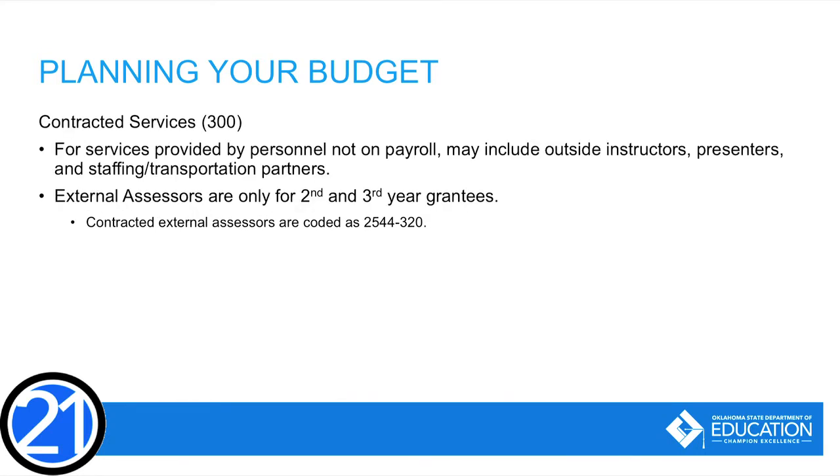Again, having an outline for your year will assist you in planning for any contracted services you will need for the coming year. External assessors are required only for second and third year grantees. It is suggested you budget $500 per site for the year. While the contracted external assessors are coded as 2544-300, the more specific OCAS bold code you will use is 2544-320.